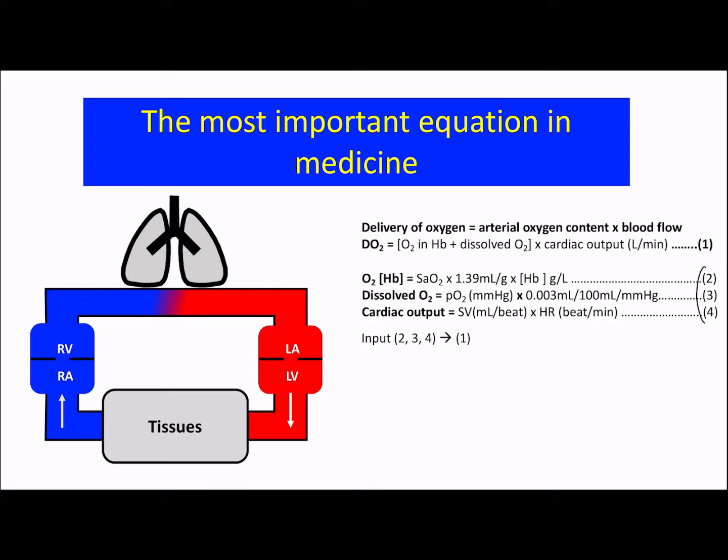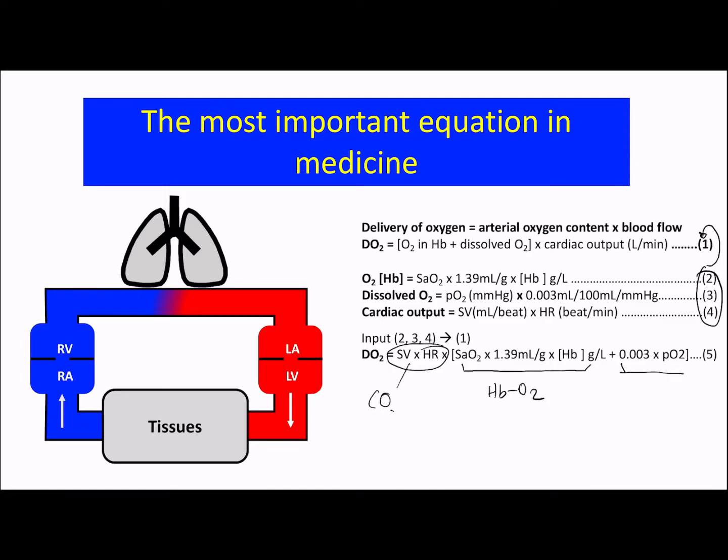So if we combine all of these and we put it back into our equation 1, we will have our delivery of oxygen equation. This component here is our cardiac output, stroke volume times heart rate. This component here is the amount of oxygen that is carried in hemoglobin. And this component here is the piddly amount that's dissolved oxygen in blood. Really, we can essentially discount this, because for all intents and purposes, it's minimal.